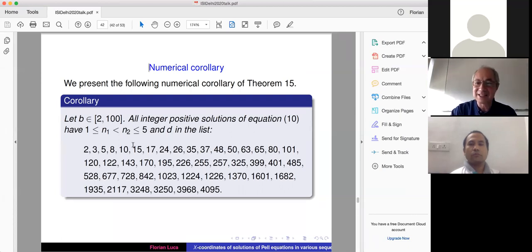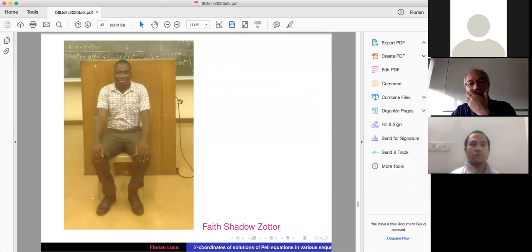For every d in this list, generate the minimal solution of your Pell equation. Compute the first 5 ones in each case. And of those set of numbers, write them in base b, where b is any integer between 2 and 100. And whenever you find coincidences, that's all the coincidences that you're going to have. So in some sense, I'm giving you enough information to recover everything you need to know. And this is my student Faith.